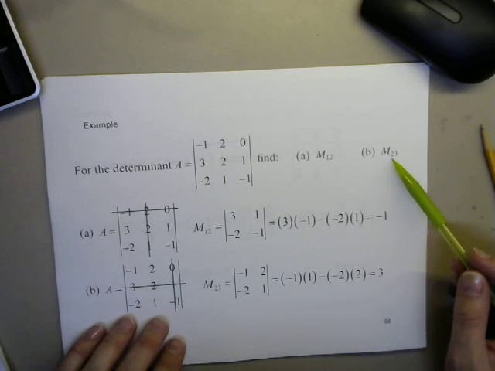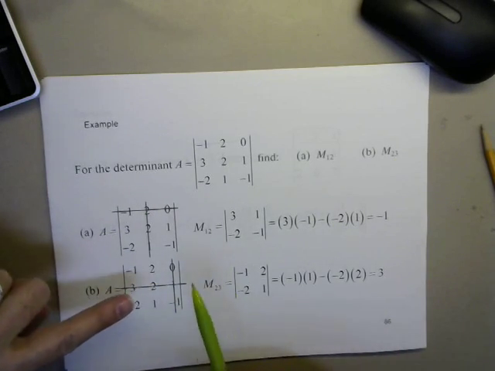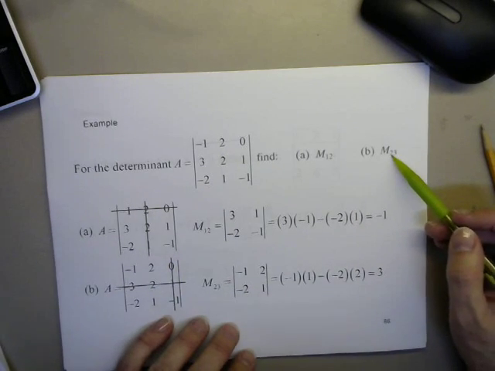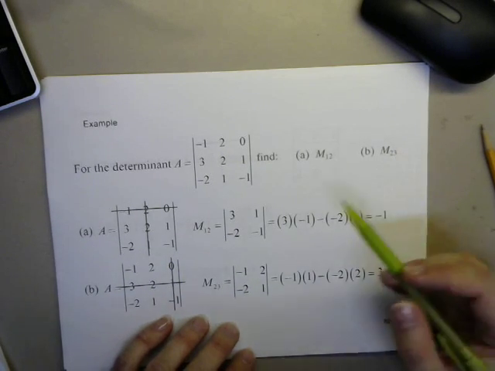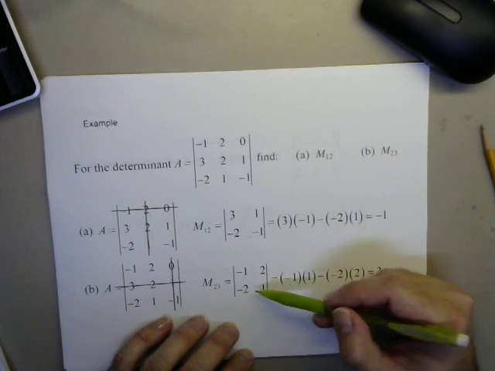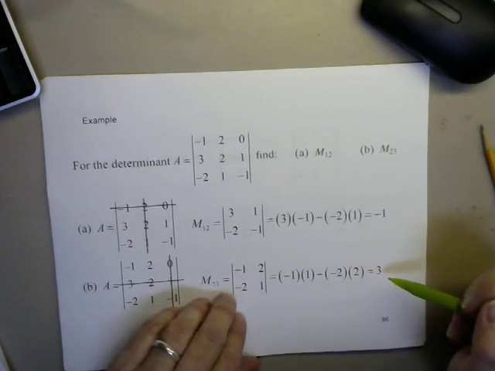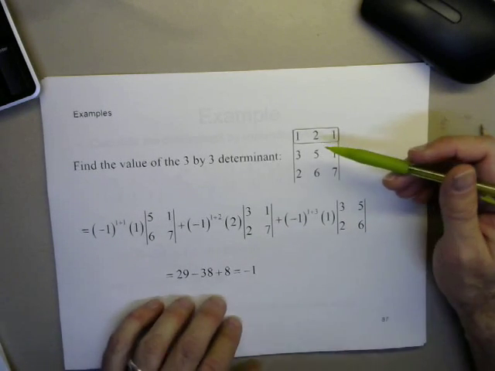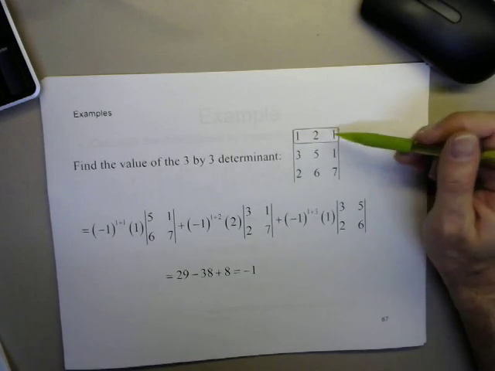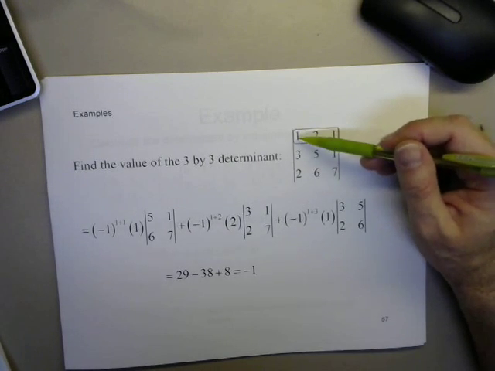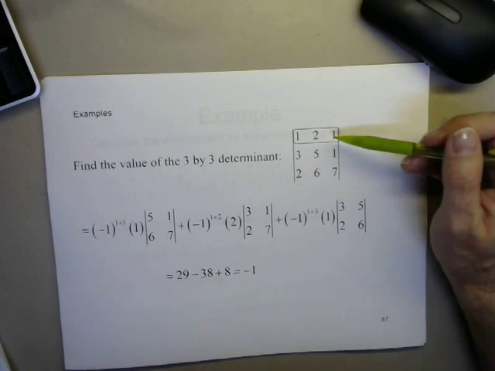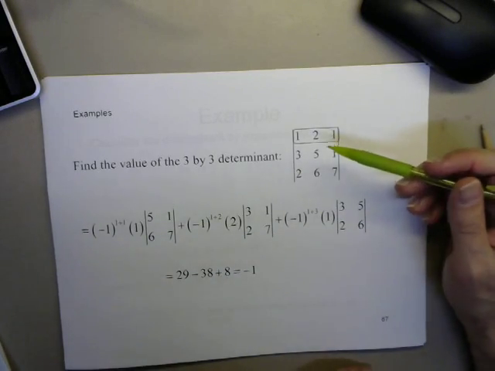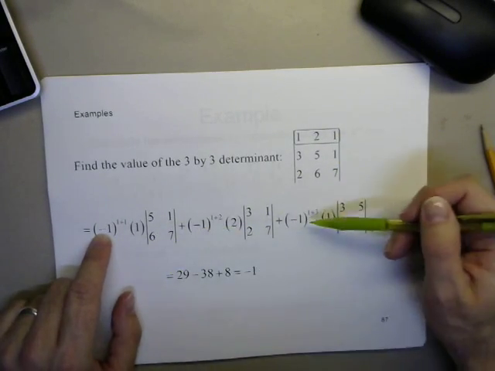If I wanted to calculate M23, that would be what I get if I cross out the thing in the second row and third column. Remember, this designates the row and that designates the column. So in this case, you'd get -1 times 1 minus -2 times 2, which would give you 3. So to find the value of a 3 by 3 determinant, again, you can expand along any row or column. In this case, we're just going to go along the first row. And again, basically you just alternate by multiplying by plus minus plus minus. If you really want to calculate this out, you can.